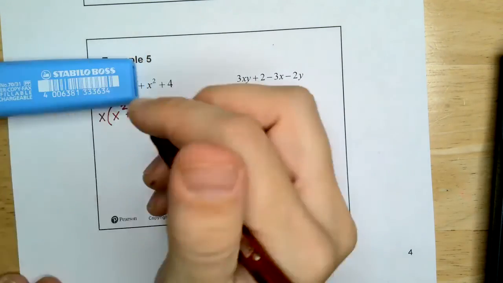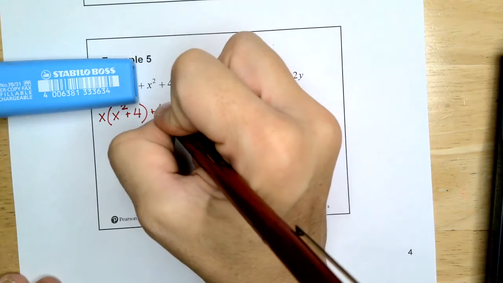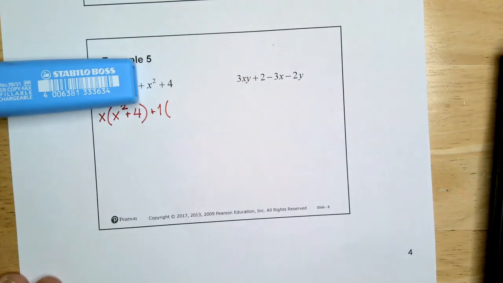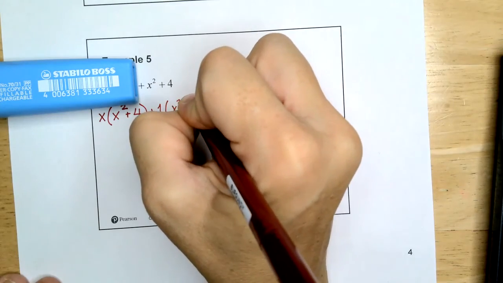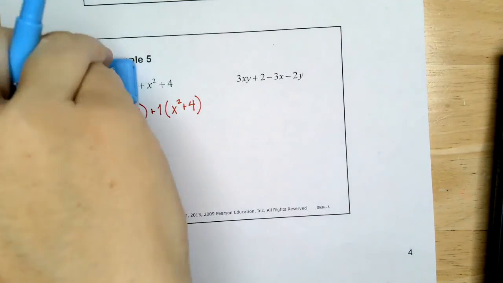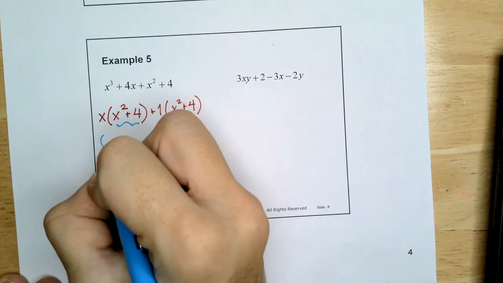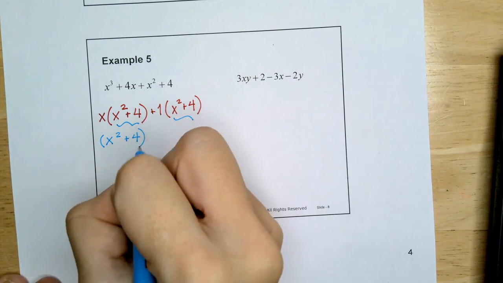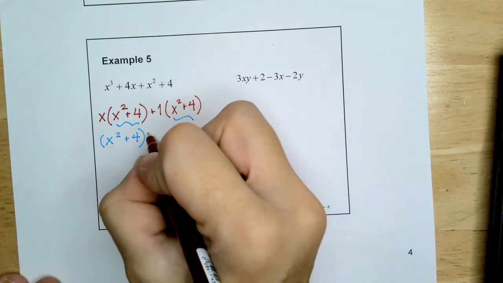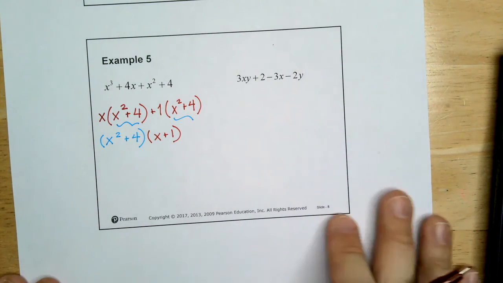Now I have plus x squared and 4. That's just a 1, but that worked last time, so I'm going to use it. X squared plus 4. I see that these are the same, so I can factor them out. X squared plus 4, and I'm left with x plus 1.